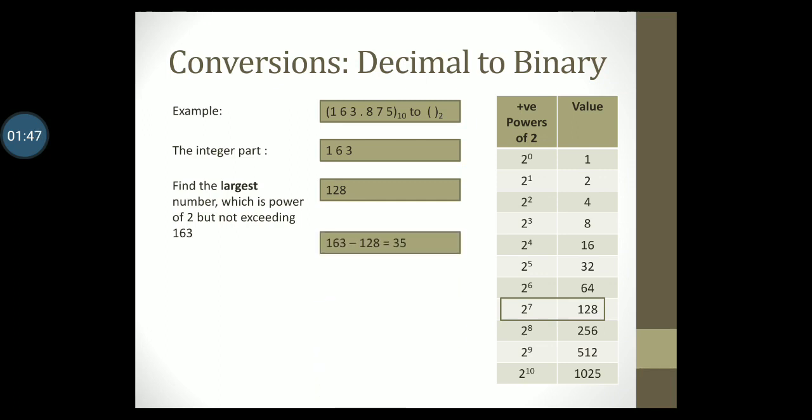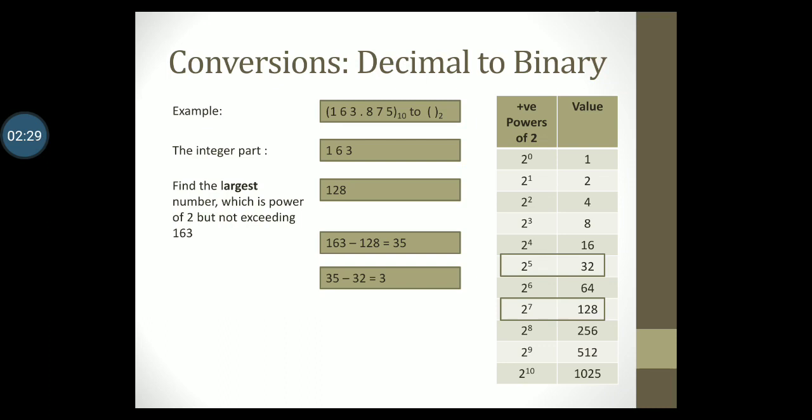Next, we find the difference between 163 and 128. We are left with 35. We do the same process again. We find a number which is a power of 2 but does not exceed 35. We find that 2 raised to 5 is 32, a number which is a power of 2 and does not exceed 35. So we record it. We find the difference 35 minus 32 and now we are left with 3.